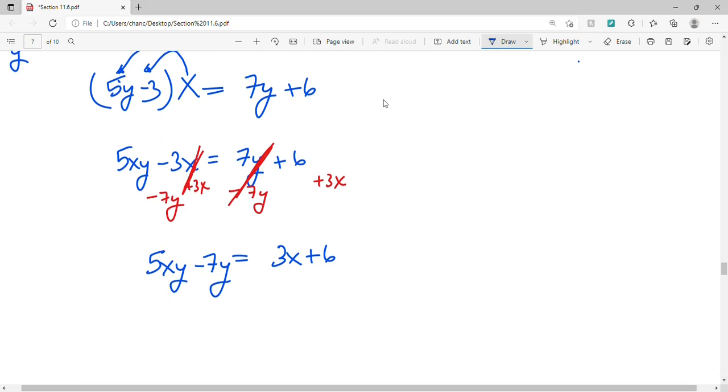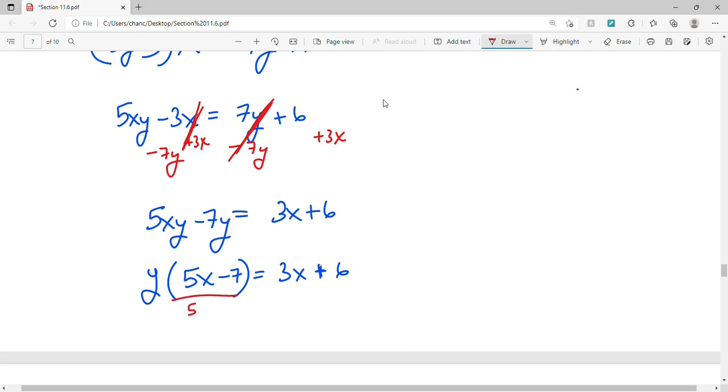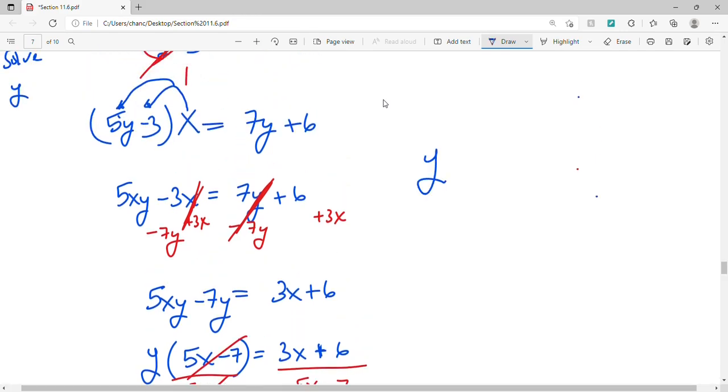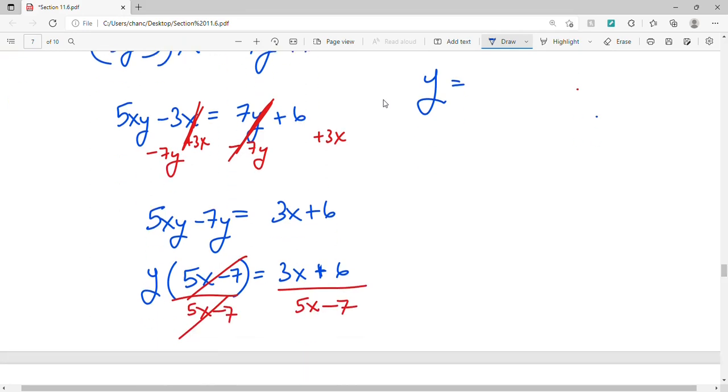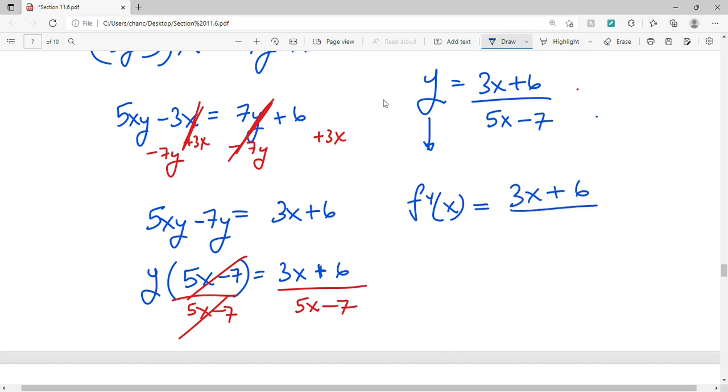Just like in the previous question, we're going to factor this y out. Let's take out the y, leaving me with 5x minus 7 equals 3x plus 6. Now we can divide both sides by 5x minus 7. And we get y is equal to (3x plus 6) over (5x minus 7). We're not done yet. You always have to replace that y with the inverse. So we have the inverse function is (3x plus 6) divided by (5x minus 7).